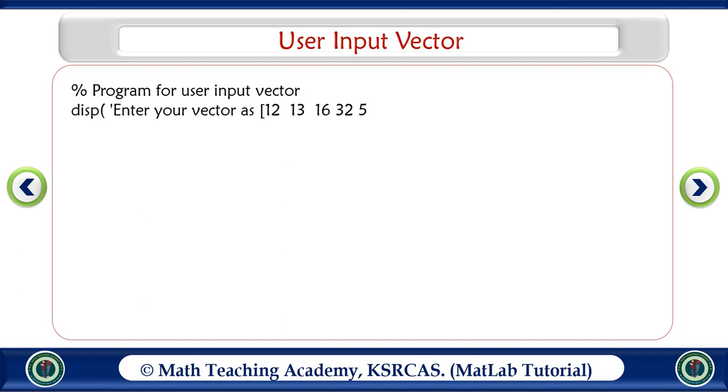Disp, enter your vector as 12, 13, 16, 32, 56, semicolon. This command displays the text "enter your vector as 12, 13, 16, 32, 56" on the screen. Then the command A = input('Enter the given vector') displays the text on the screen and waits for the user to enter the vector. And then disp of A displays the vector A on the command window.